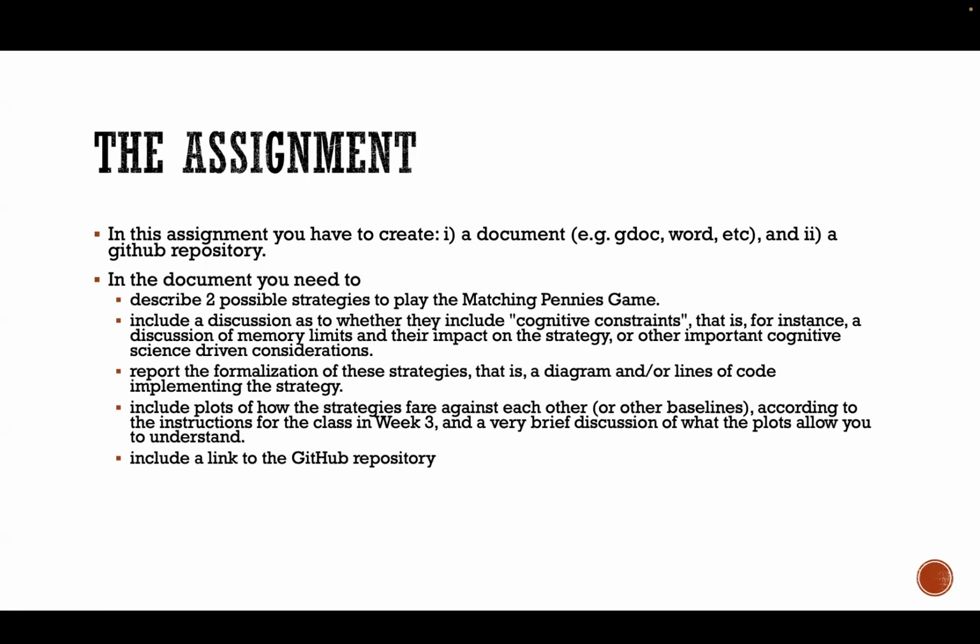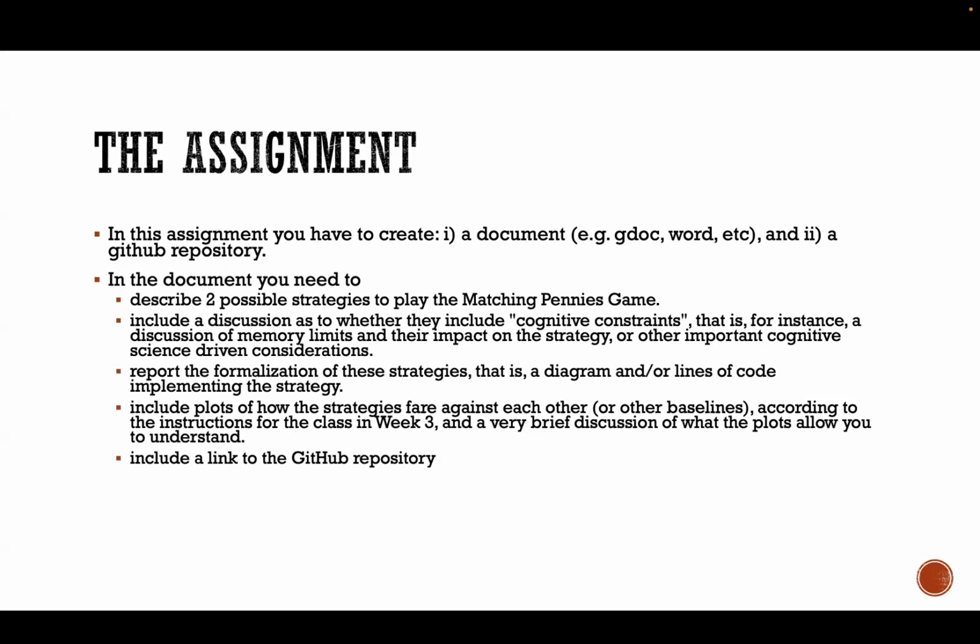You have to include a discussion as to whether they include cognitive constraints. Given this is the very first assignment, you're very free to say, I'm actually implementing a model that simply remembers all the previous trials and tries to estimate how likely my opponent is to play right. But I want you then to write a few words and say, this strategy is not including some cognitive constraints that we know are in place, and so on.